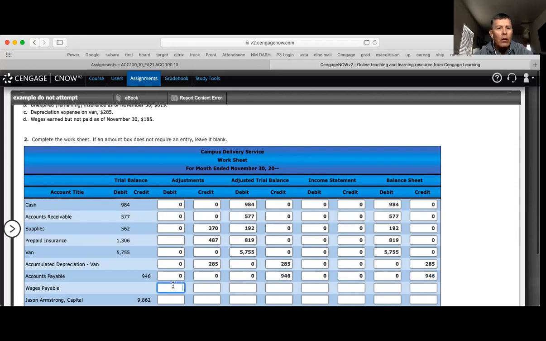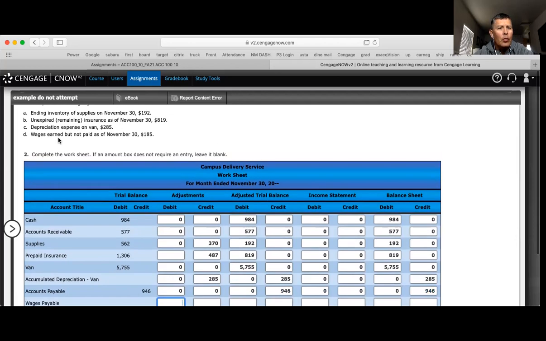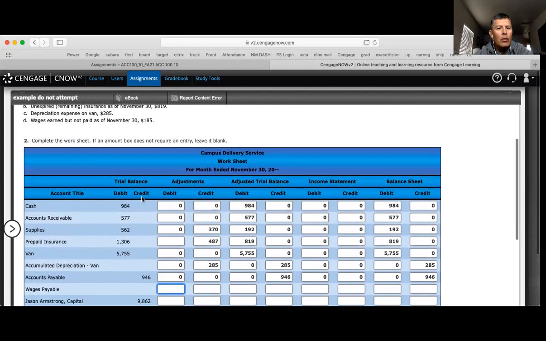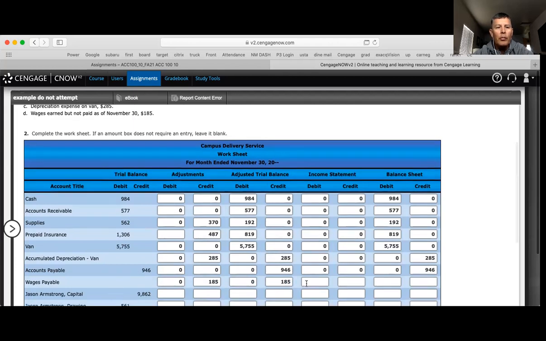Okay, wages payable says wages earned but not paid, so this is going to go to wages payable. It starts at 0. Now this will be 0 here, but we're going to put it in for 185. So 0 here, now we're going to be 185. It's going to a payable, that's why we have a payable there. Keep in mind, this is a payable, that's why we're not putting it on the income statement yet. So this will be 0.